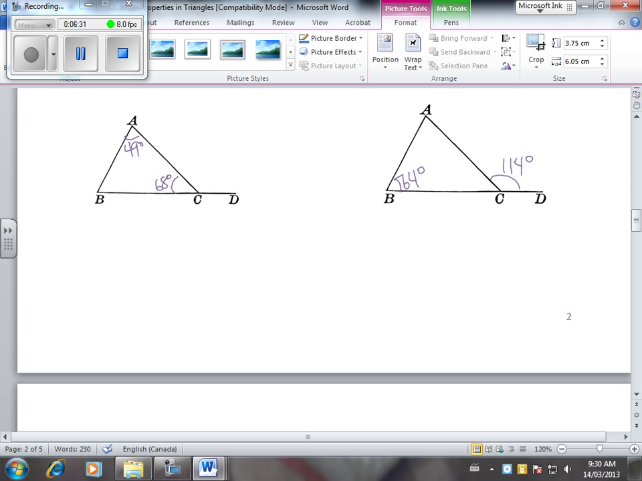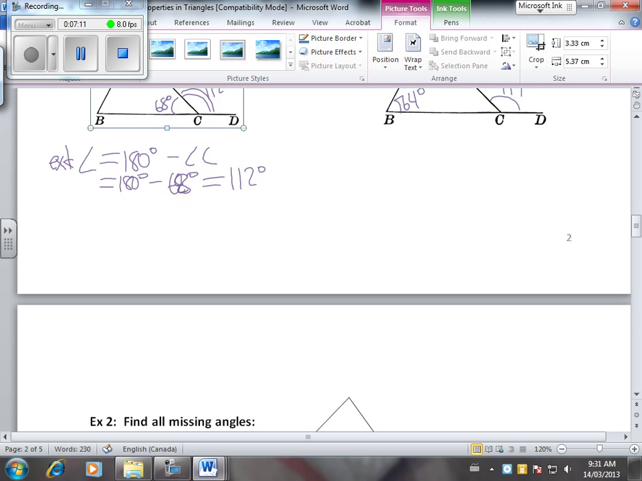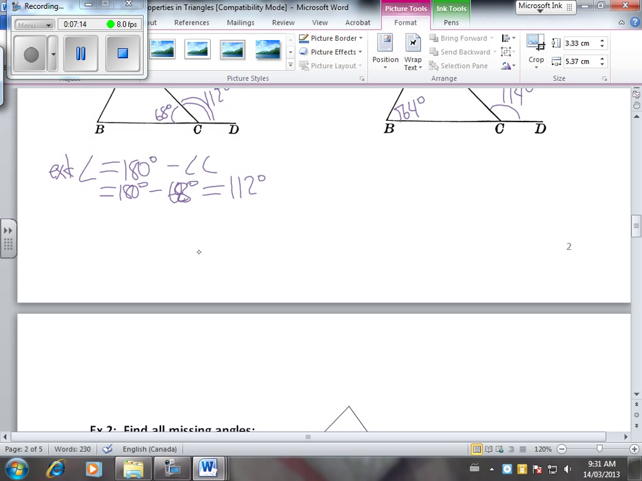So for this one, to find the exterior angle, it would equal what? So if I want to find this angle here, we do 180 degrees minus angle C. So 180 degrees minus 68 degrees, and that would give me 112 degrees. So this is 112. Then I know that angle A and angle B will equal the exterior angle, so I can find angle B two ways.